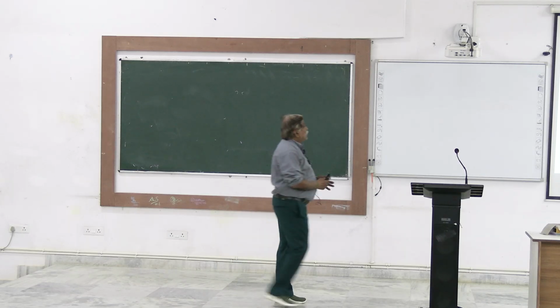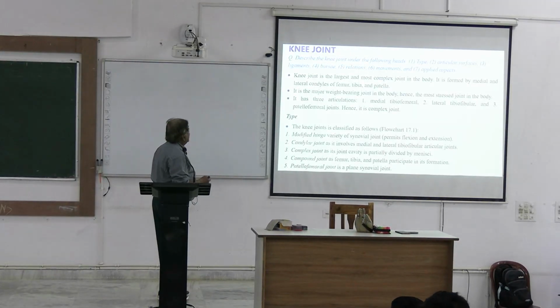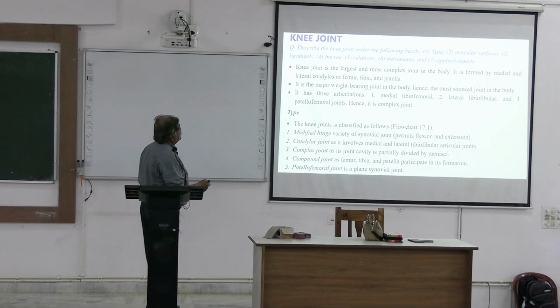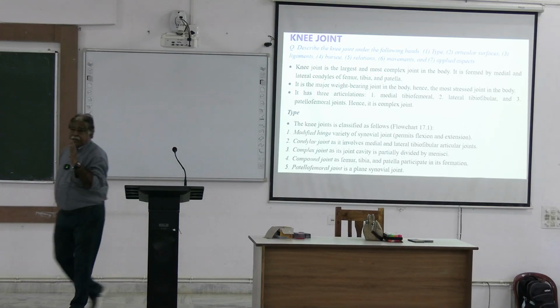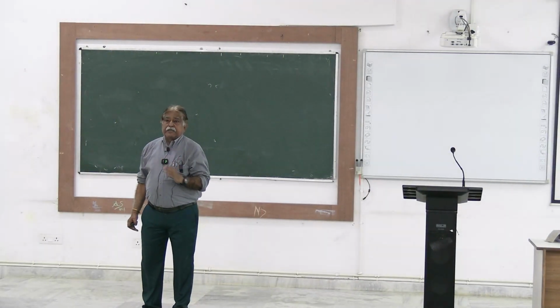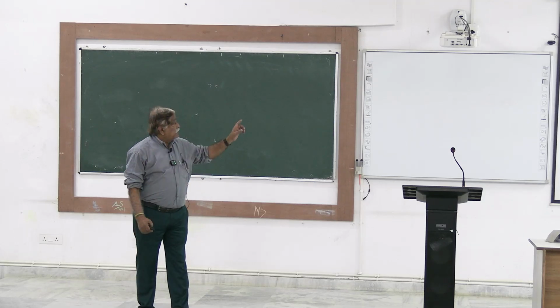Okay. Now, what are the types of knee joint? Describe the knee joint under the following heads: type, articular surfaces, ligaments, bursa, relation, movements, and applied aspect. Any component, any chapter or any question you are covering, you have to see in this format.